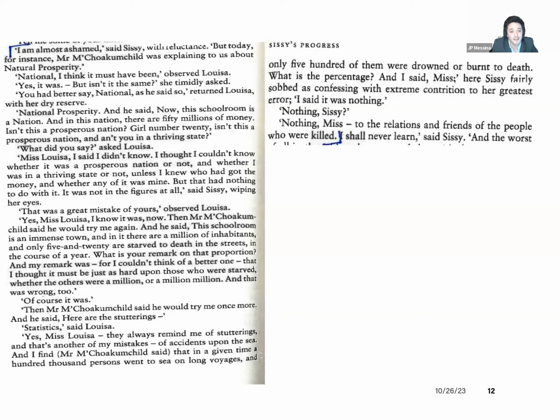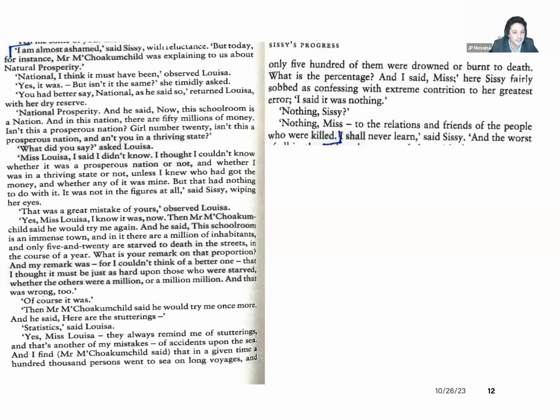"Then Mr. M'Choakumchild said he would try me again. And he said, this schoolroom is an immense town, and in it there are 1 million of inhabitants, and only 25 are starved to death in the streets in the course of a year. What is your remark on that proportion? And my remark was, for I couldn't think of a better one, that I thought it must be just as hard upon those who were starved, whether the others were 1 million or 1 million. And that was wrong too." "Of course it was." "Then Mr. M'Choakumchild said that he would try me once more."